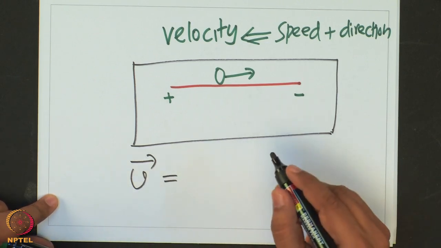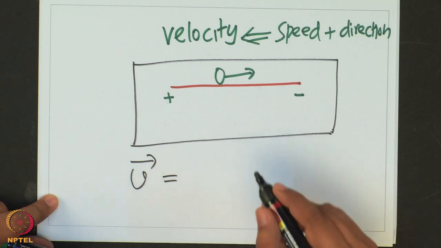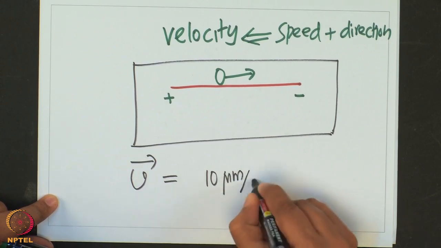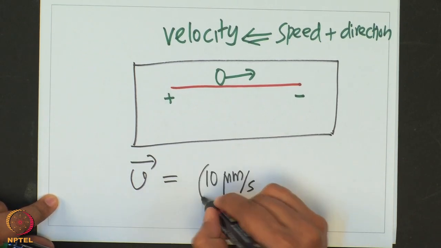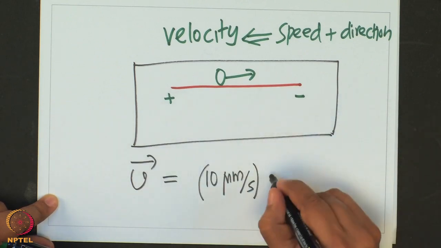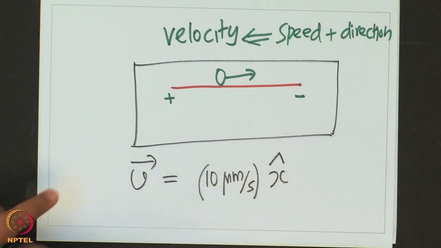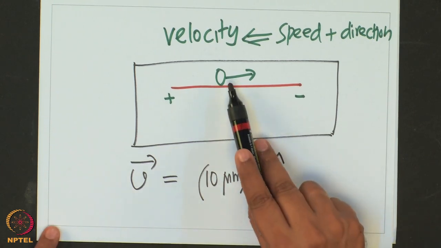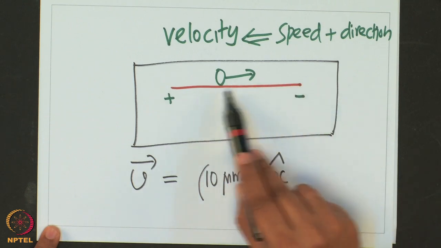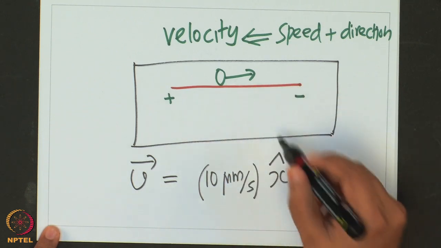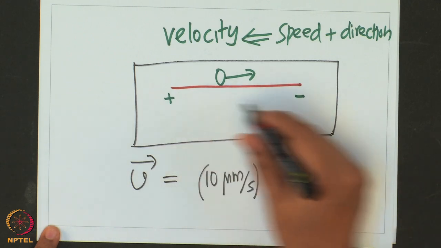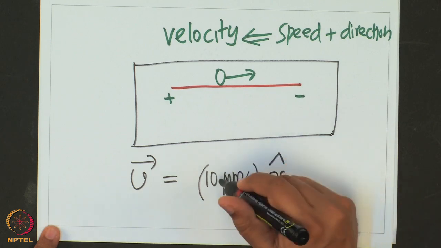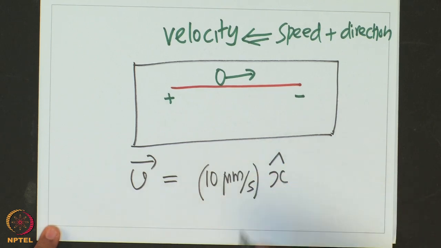moving with a velocity of 10 micrometer per second. So the velocity magnitude is 10 micrometer per second. This is the magnitude, and it is going along the x-axis. So we would put x cap. So if I write this, it means that the motor is moving along the x-axis towards positive x. So this would mean that the motor is going towards positive x with a speed of 10 micrometer per second. So this is what it would mean.